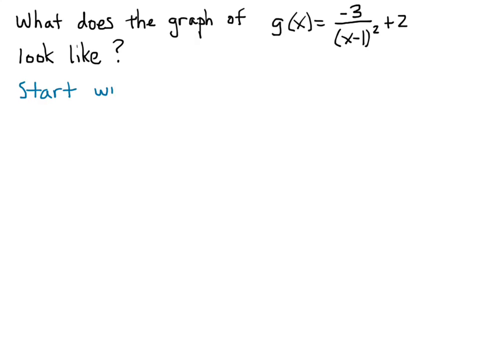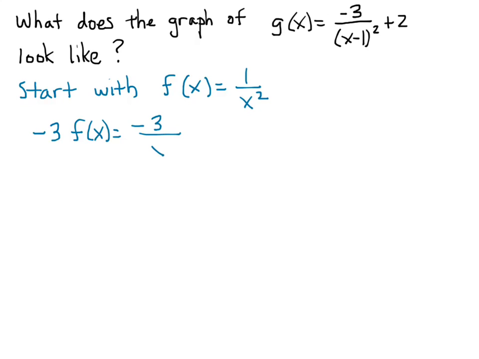So once we decide what toolkit function we're going to use, the first thing that we do is we say, okay, let's take -3 times that toolkit function, and so we get -3 over x squared. So we get this vertical reflection. So remember what 1 over x squared looks like. I'll draw it on the board here so you can keep it in mind. It looks like this.